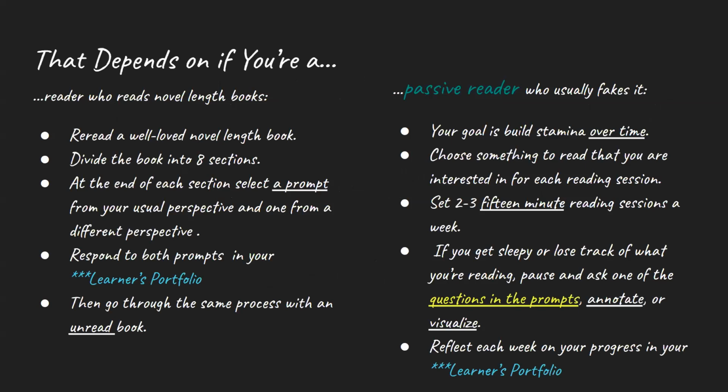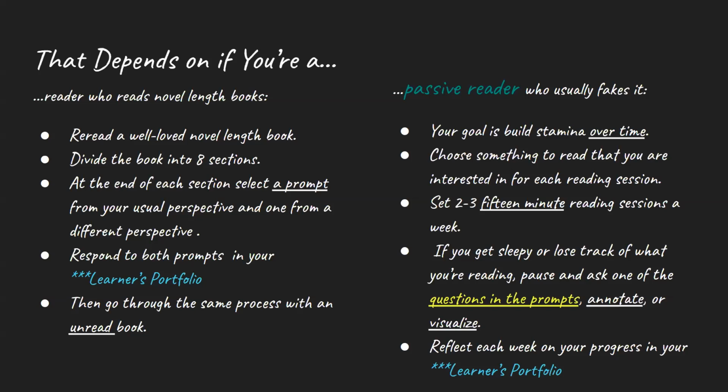Okay, so if you actually read, you're going to reread something that's novel length that you enjoyed. And you're going to divide that book into 8 sections, right? So, you know, novel length, we're thinking at least 200 pages. However long it is, you're dividing it into 8 sections. Maybe they're equal sections, but maybe the book itself divides into different sections, and you want to make sure that you break there and then divide somewhere else. So I'm leaving that up to you.